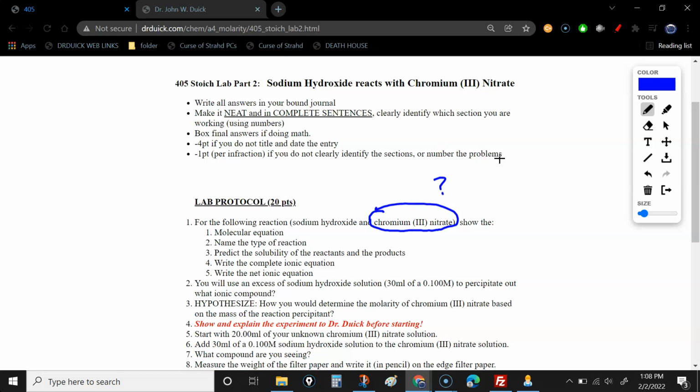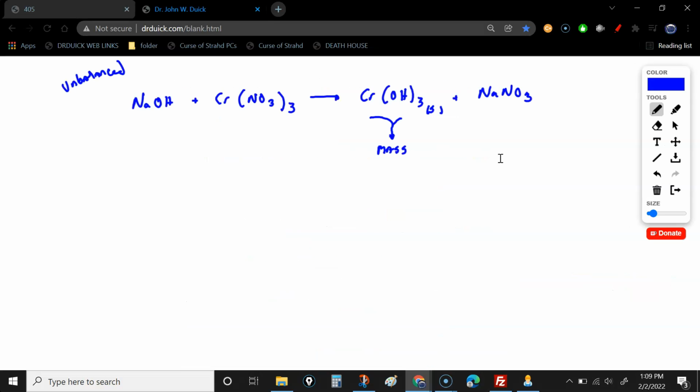Okay? What we do know is how much we are going to add: 20 mL of the unknown concentration. So we can find the moles, and if we're able to divide it by 0.020 liters, we would be able to determine the molarity. So how do we do that? Well, we're going to start with the balanced chemical reaction, and I'm not going to do that for you because you know how to do it.